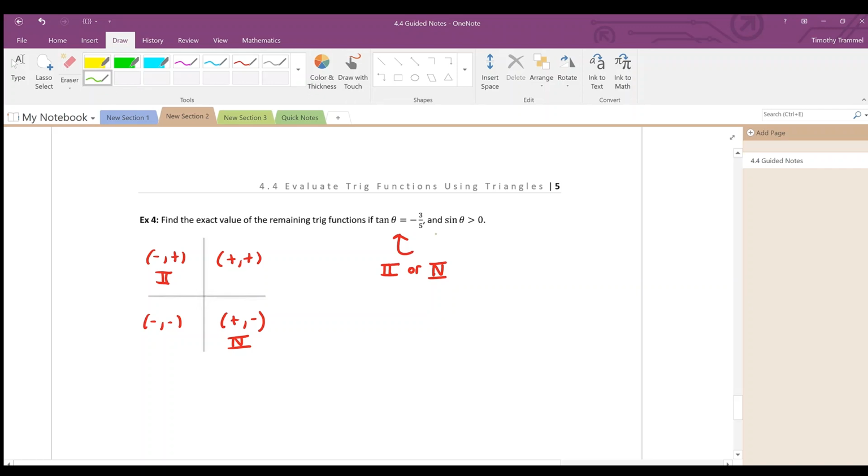Let's think about this other piece here now. Sine of theta is greater than 0. Well, this happens in quadrants, right? We're looking for a y value greater than 0, so that's in quadrants 1 or 2. And now we need both of these conditions to be satisfied, and so the only quadrant that satisfies both of these is quadrant 2. Okay, so I'm going to erase this and we'll sketch our angle in quadrant 2. And again, as long as I draw my angle in the correct quadrant, everything should work out.